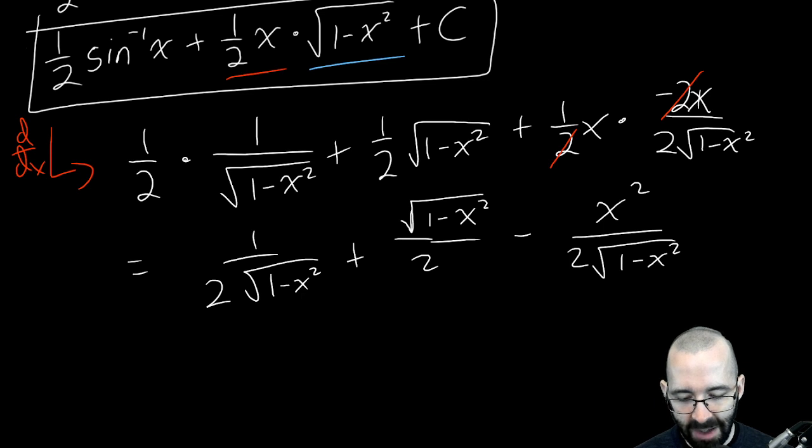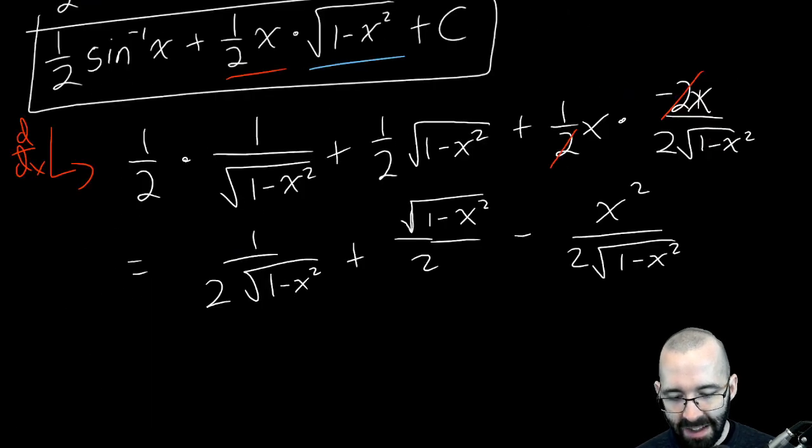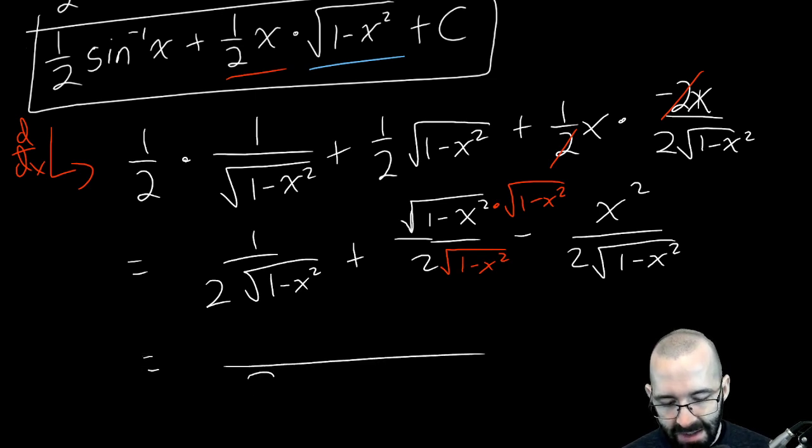Well, that doesn't really look like what we're supposed to have. We're supposed to get square root of 1 minus x squared back. So who knows? Maybe it'll all work out. Let's get a common denominator. If we make this 1 minus x squared, means we need a 1 minus x squared right here. Oh, maybe this does work out. So now everything has the same denominator.